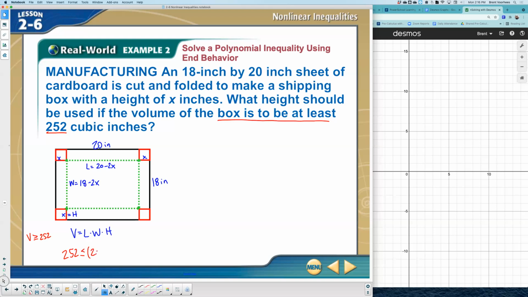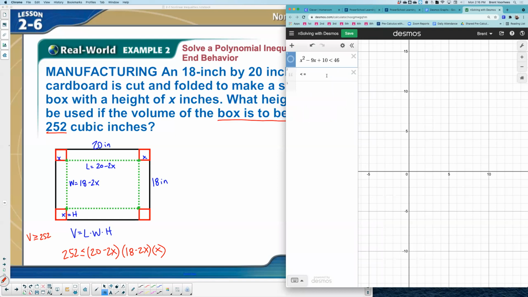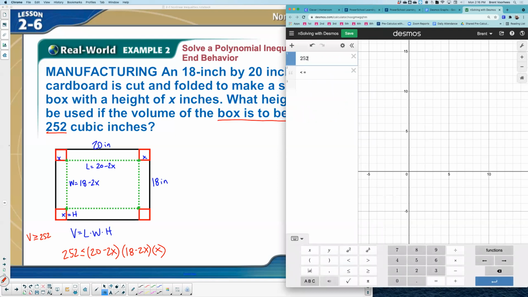The length we said is 20 minus 2x. The width is 18 minus 2x. And finally, the height is 1x. If we graph this, we should be able to come up with a solution. So here we go. 252 is less than or equal to 20 minus 2x. The extra x is the height. So the length is 20 minus 2x. The width is 18 minus 2x. And the height is just 1x.